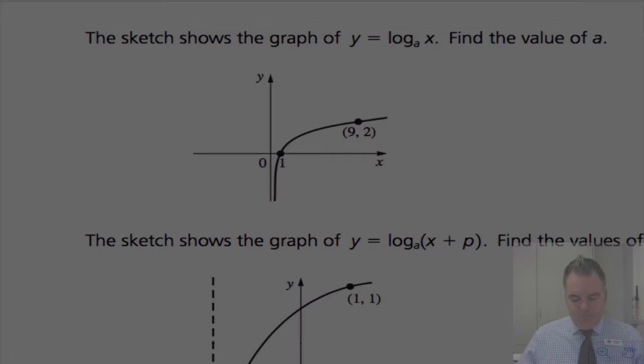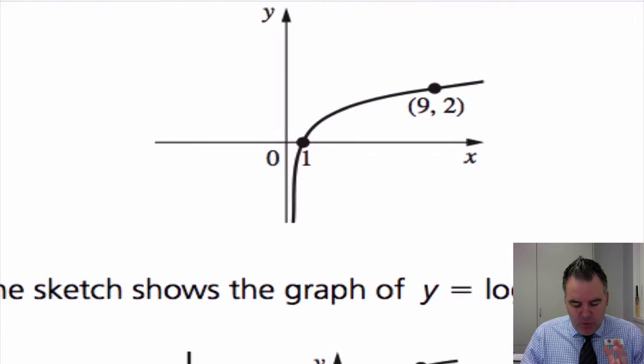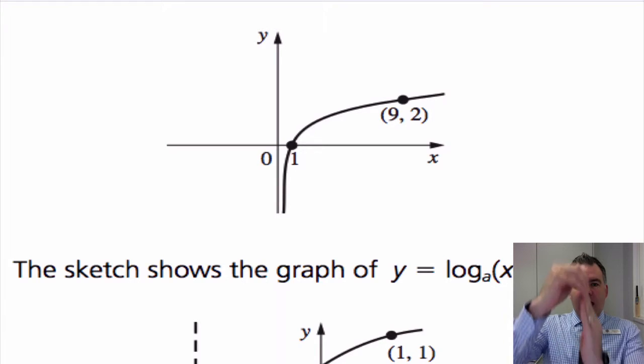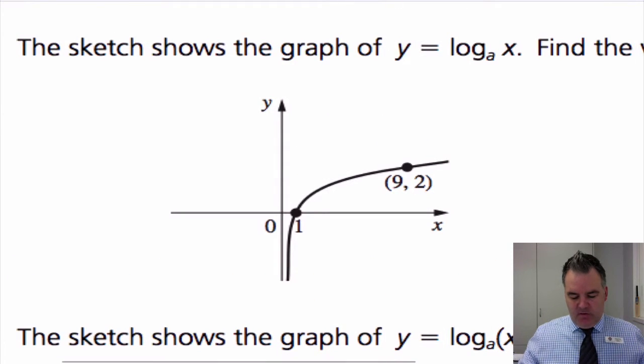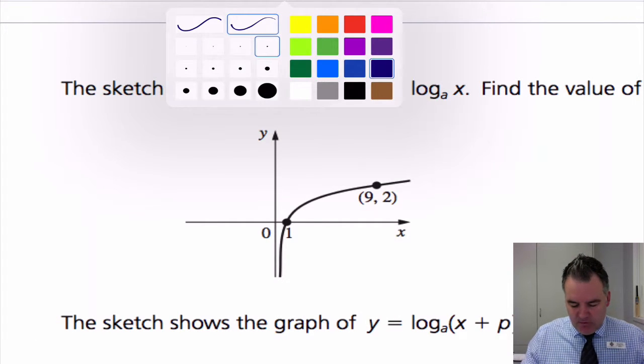So, alright, let's look at this one. We've got the log graph, log base a of x. Find the value of a. Okay, so we see it's going through (1, 0), so I don't think it's being translated up or across. So that's given by the formula there. It's just log base a of x.